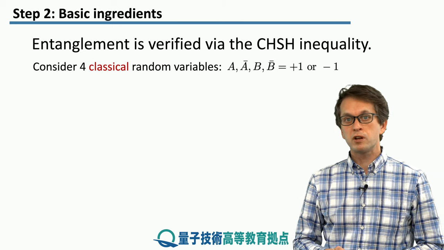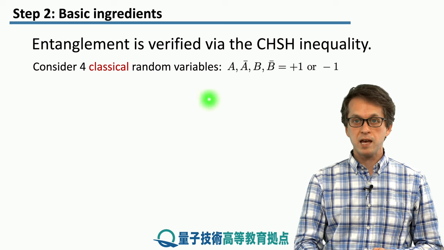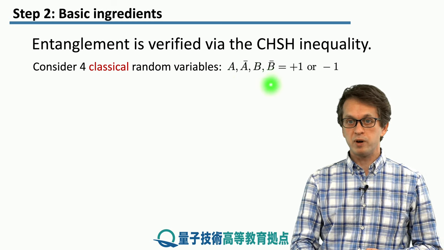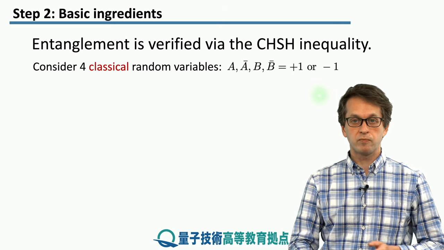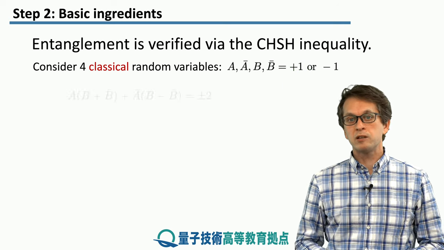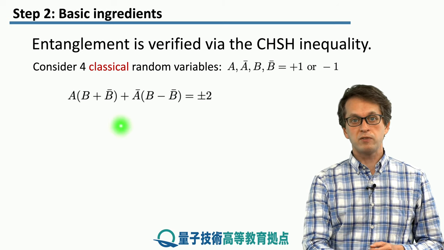Let's start by considering four classical random variables, and we're going to denote them as A, A bar, B, and B bar. And they all can have values plus one or minus one. And now let's say that we form the next function with these random variables.